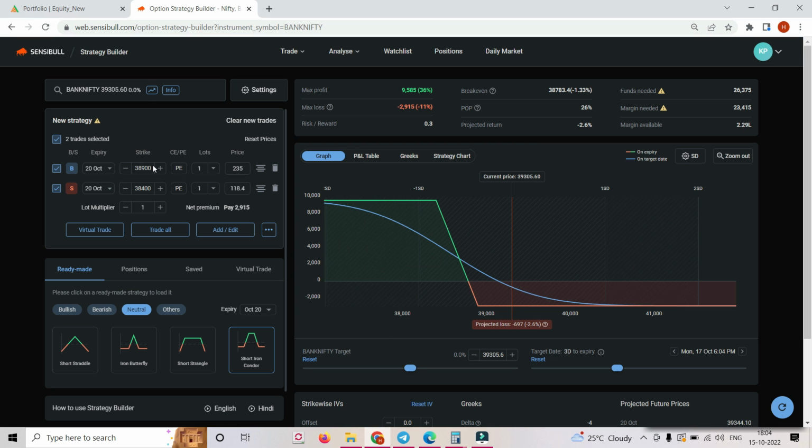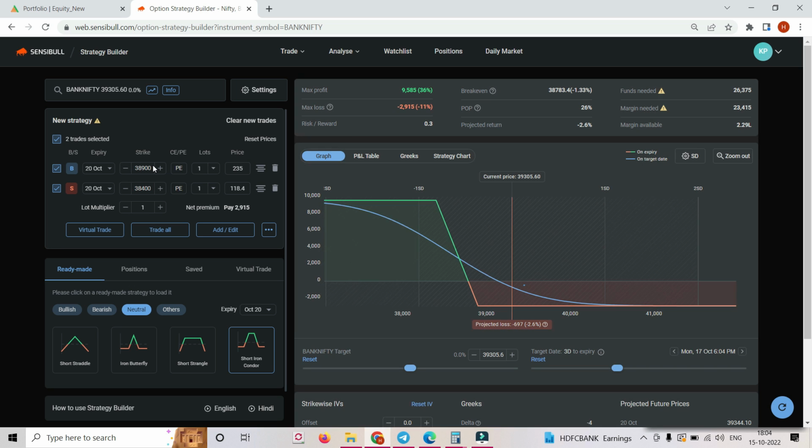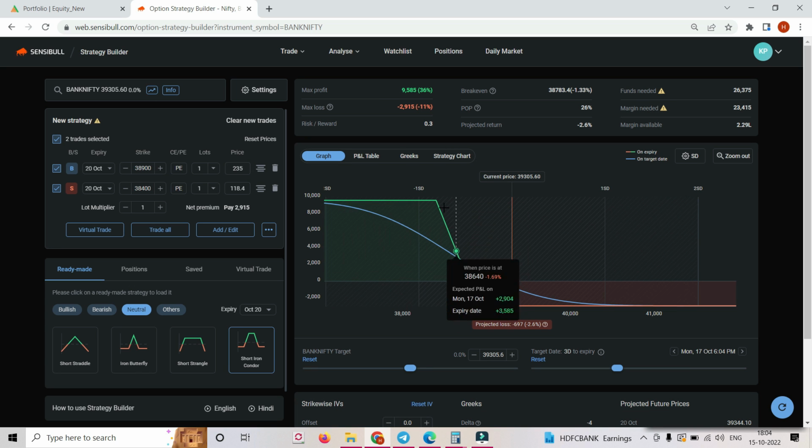So based on your risk appetite, your trading style, your capital, and your market view, anything can be the X factor, so you have to be aware of all these strategies. So what all things have we seen? Now let's go for the ratio spread.